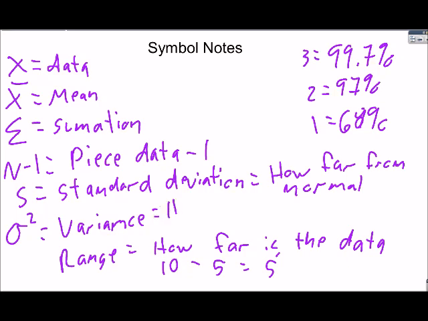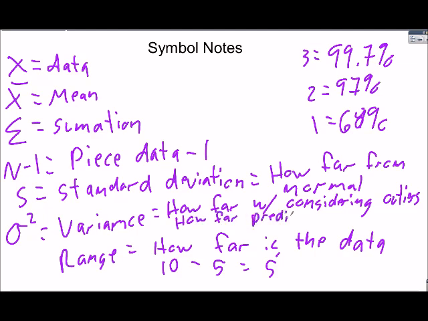Variance is how far apart the data is, with consideration of outliers. So maybe this 10 is super far outside and we need to consider that. And it also says how far to predict a second study.